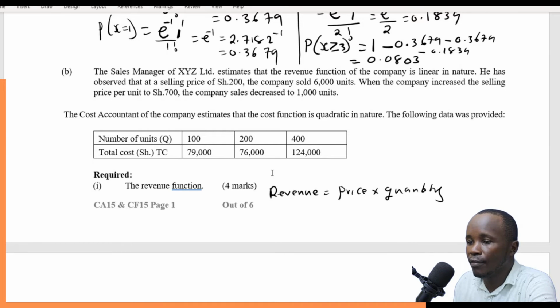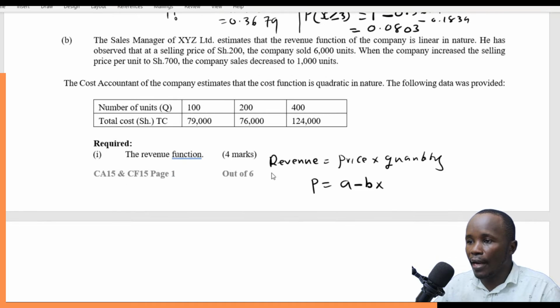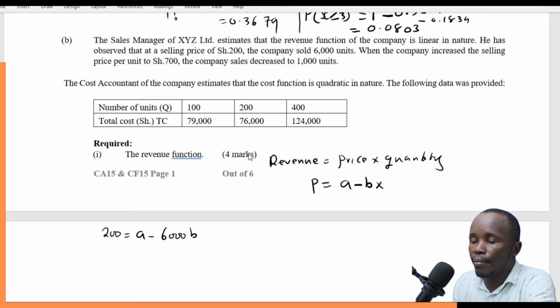So in this case, we are going to have price is equals to A, because when the price increases, the quantity decreases, means this is negative Bx. Good. Now, I hope you have gotten why I'm saying this negative, because when the price increases, the quantity does what? Decrease. Now, let's have the first equation here for the price. You are told when the price is 200, the quantity is 6,000. So, you are going to have 200 equals A minus 6,000 B. When the price is 700, the quantity is 1,000. So it's 700 equals A minus 1,000 B.